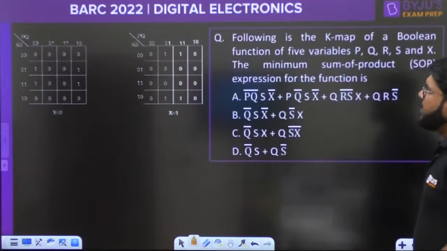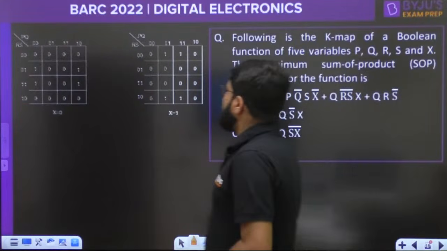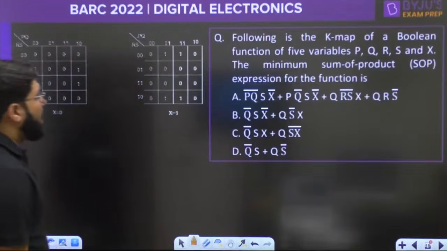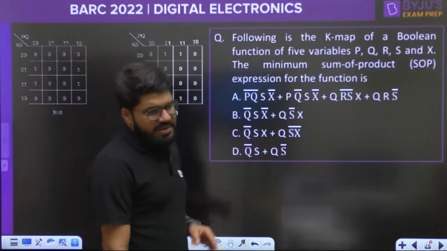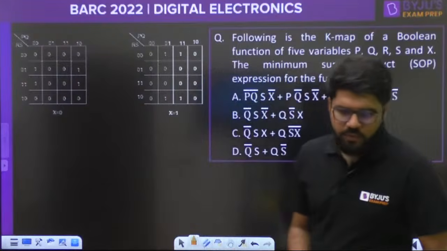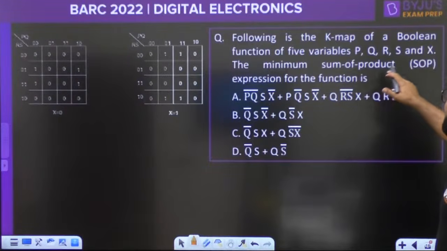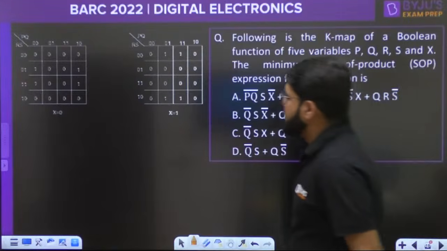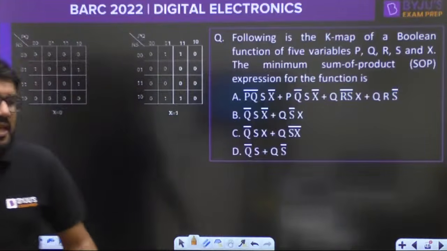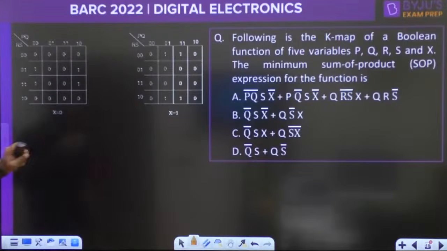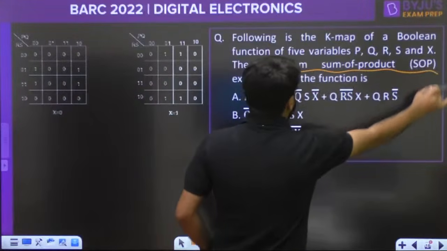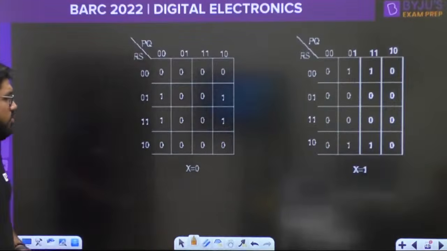Moving ahead to the next one. Following is the K map of a Boolean function of 5 variables P, Q, R, S and X. 5 variable K map, but not a difficult one, don't worry. The minimum SOP expression for the function is, what is the minimum SOP expression for the function? Let's have a zoomed version of this. You need to find the minimum SOP form.